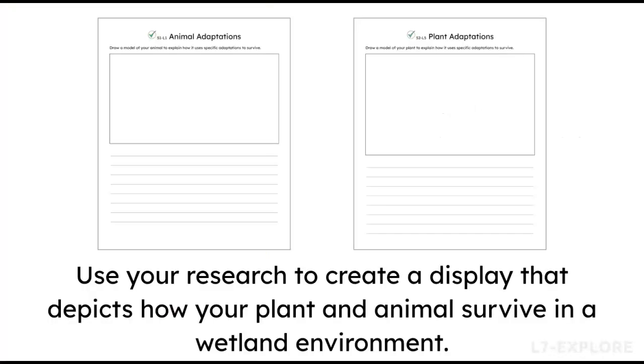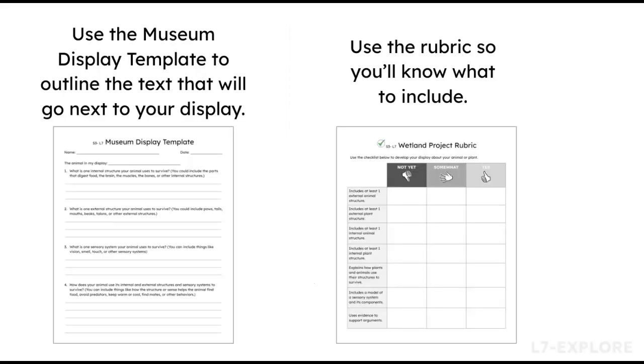For the Explore portion, you'll have students use their Animal Adaptations journal page and their Plant Adaptations journal page to create a display that depicts how their chosen plant and animal survives in a wetland environment. Students should use the Museum Display Template student journal page to outline the text that will go next to their animal and plant display. Before students get started, you'll go over the Wetland Project rubric student journal page so students know what they need to include.